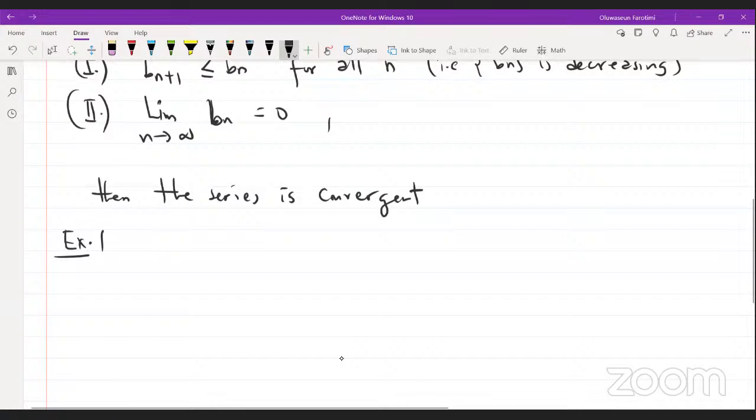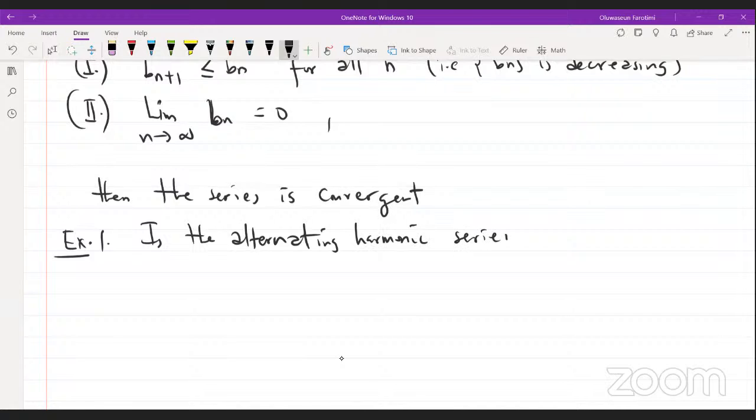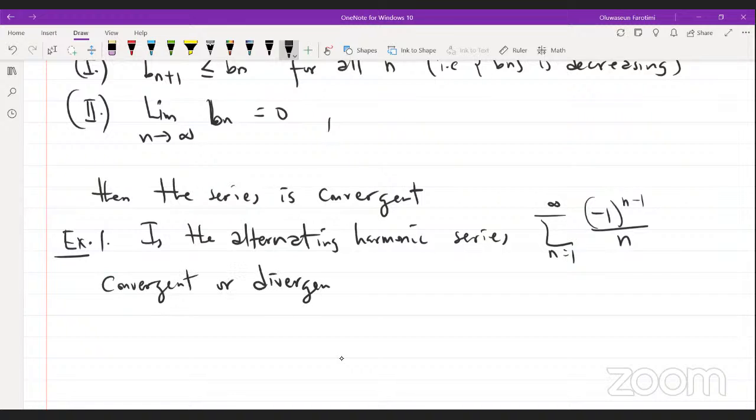Example 1. So is the alternating series, in this case, it's the alternating harmonic series. This guy. Now keep in mind that we've studied harmonic series a couple of times before. And we say harmonic series diverges, right? But here now, this is not just a harmonic series, it's an alternating harmonic series. So does it actually converge? Does it actually diverge? We're going to see that in a second.